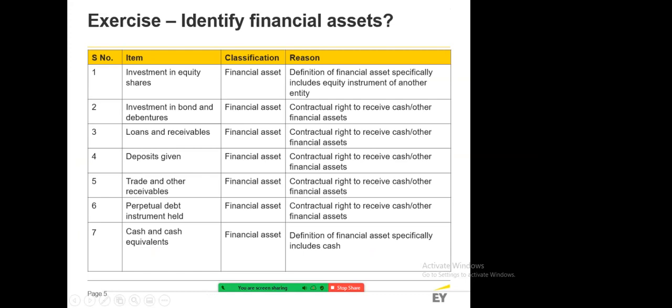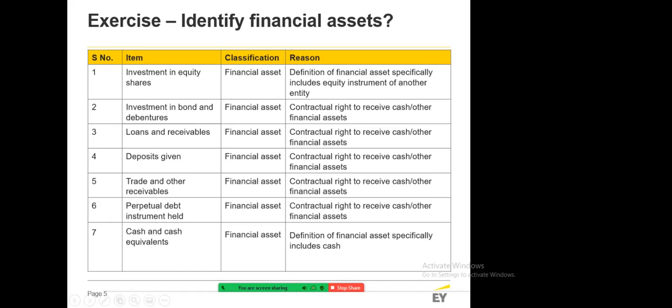If you are investing in equity shares, it will be called your financial asset. Investment in bonds and debentures will be a financial asset because you have a contractual right to receive cash. Loans and receivables, yes, it is a financial asset. That means you have given a loan to somebody else, and that person will be repaying the money to you. So it will be considered your financial asset. Deposits given. Suppose you have given a security deposit to somebody, that person will be returning that money to you. So it will be considered a financial asset because you will be getting the cash against that deposit.